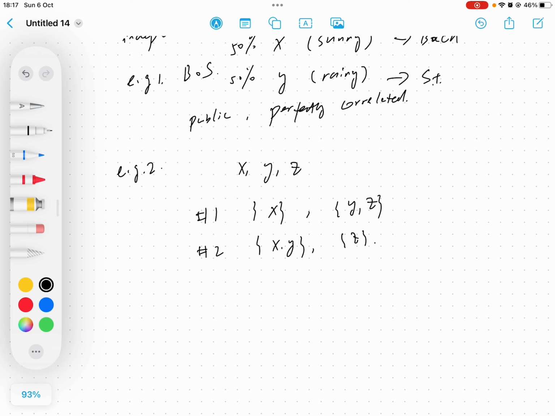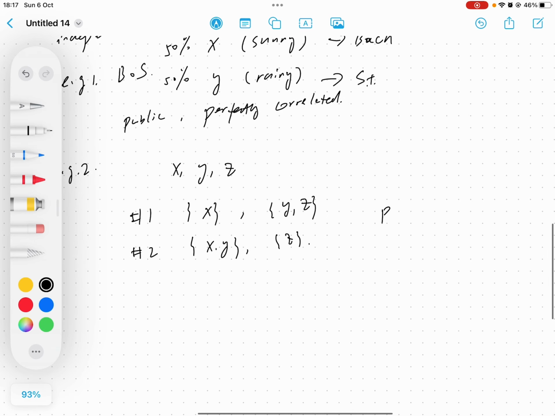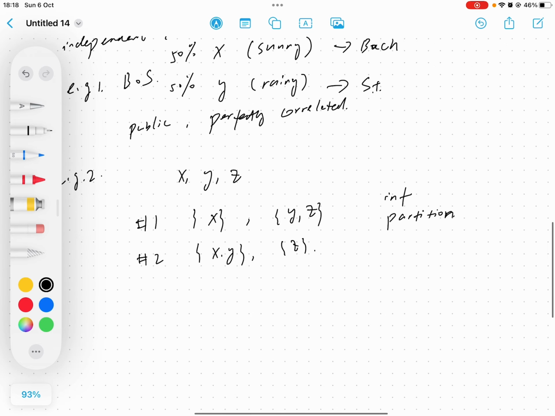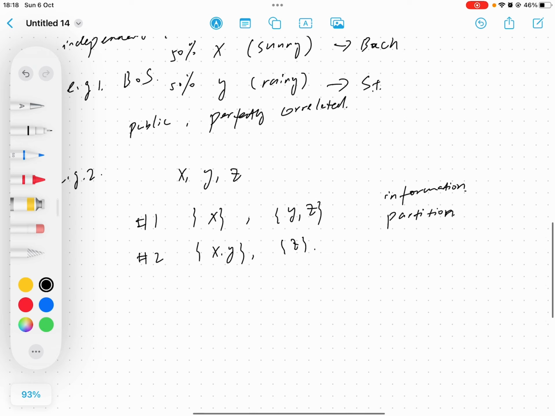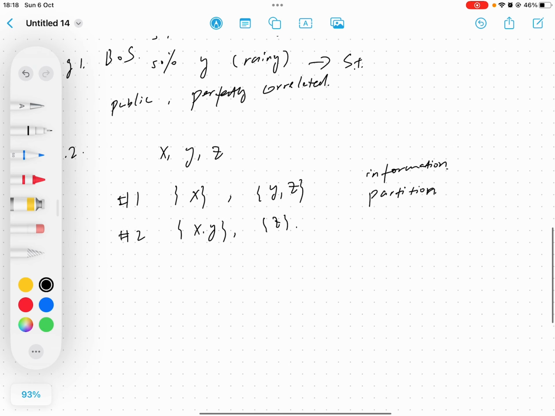Okay, so we call this the partition. So this is obviously a partition of X, Y, Z for this state space, right? So this is the information partition. This would be a big set. This is the information partition for player 1. This is for player 2. Okay, so those are some little definitions for that.